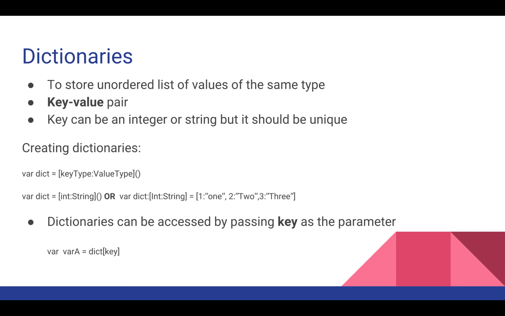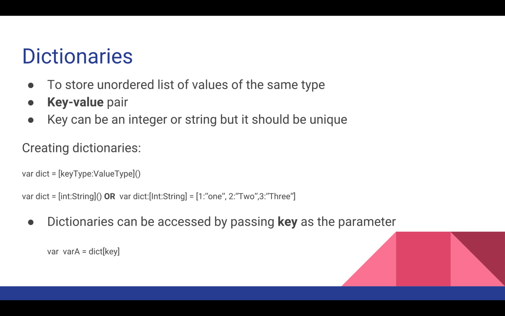Dictionaries. Dictionaries in Swift are used to store an unordered list of values of the same type. Swift dictionaries use a unique identifier known as a key to store a value which later can be referenced and looked up through the same key. Unlike items in an array, dictionaries do not have any specific order and thus cannot be accessed using index. Items in a dictionary are accessed using keys.